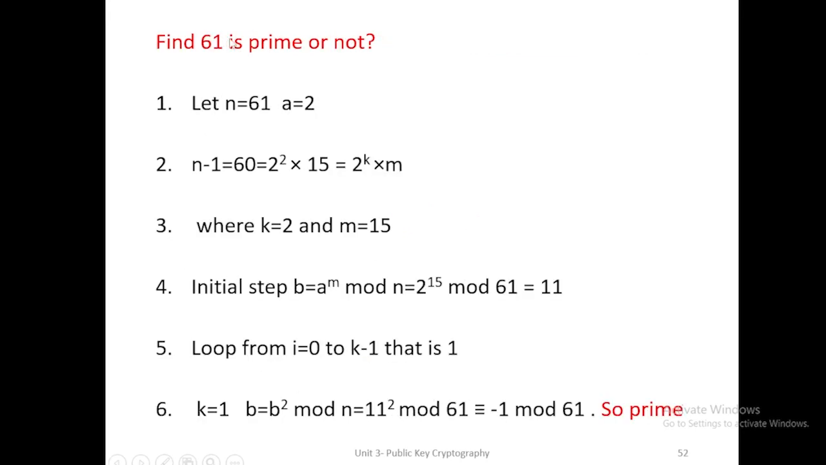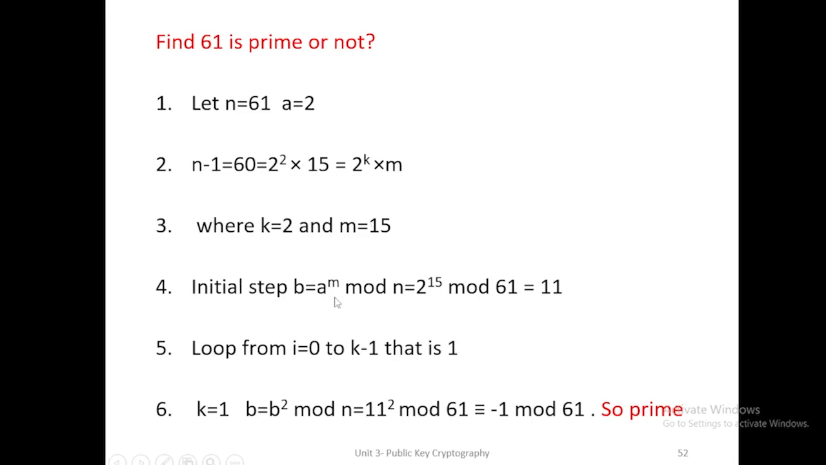I want to check whether 61 is prime or not. So n is equal to 61, and I am taking a value as 2. N minus 1 means 60. 60 can be written as 4 into 15, so 2 squared into 15. It's not necessary to split that 15 into 3 into 5. The only condition is m should be an odd number. That's all: odd number into 2 power k. In this format only you should write it. So here k value is 2, a value is 2, m value is 15.